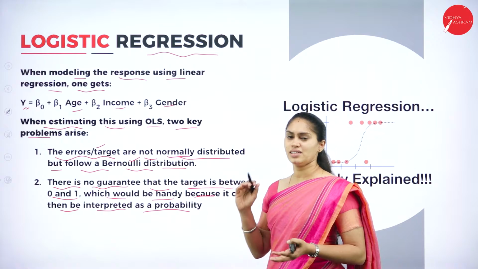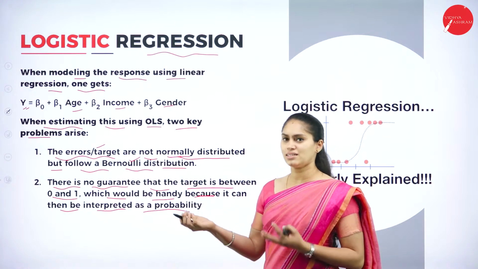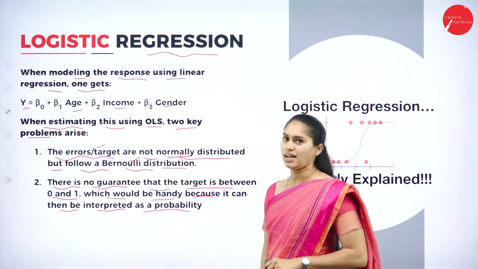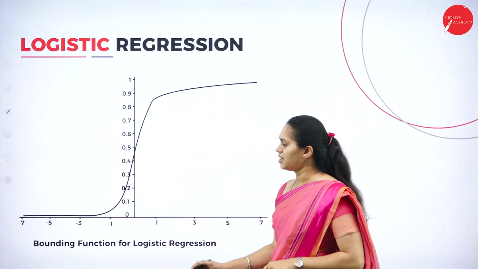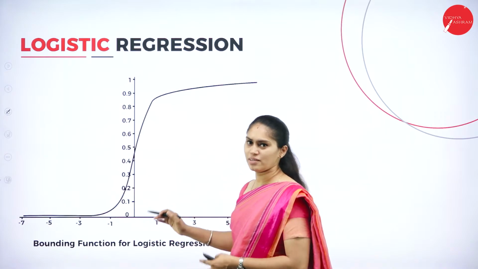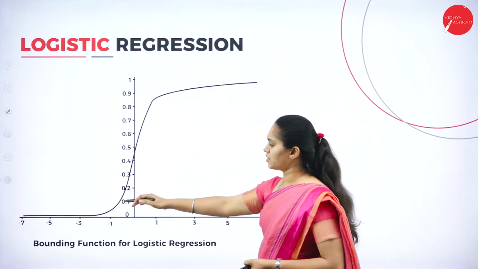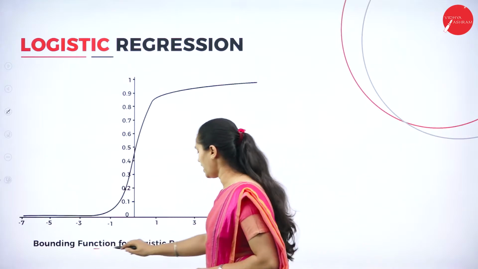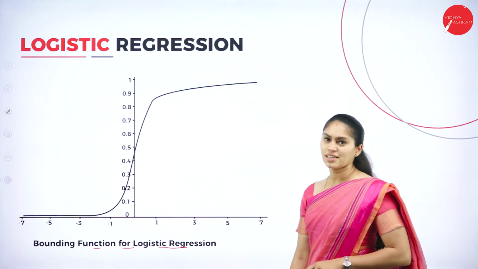So here we are thinking about the probability. It can be either between 0 and 1 or even greater than 1 or even lesser than 0. So you can see here, the values are distributed not only between 0 and 1. In another way also the values have been distributed. So here you can see that it is a bounding function for the logistic distribution.